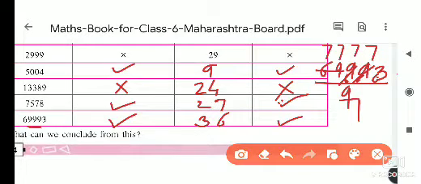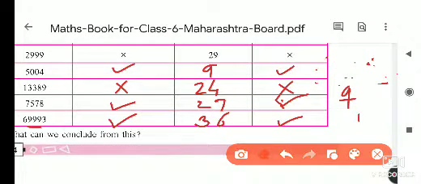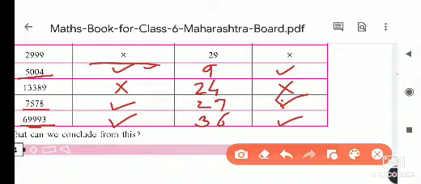So if you see this table that we have completed, you will notice the numbers which are completely divisible by 9. Which numbers are completely divisible by 9 from this? That is 5004, next 7578, and next 69,993. These numbers are divisible by 9. If you see here, correct mark I gave you here in these columns, here, here and here.